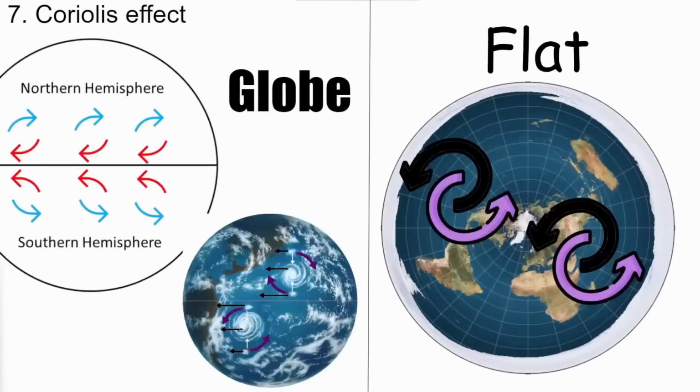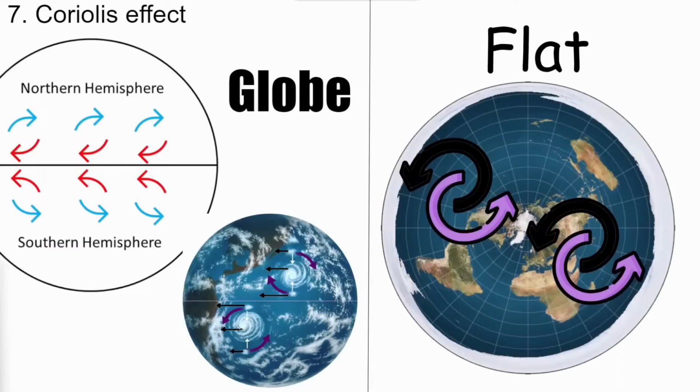The Coriolis effect. The globe has a Coriolis effect that dictates that hurricanes in the northern hemisphere and hurricanes in the southern hemisphere will rotate in opposite directions, because the equator of the globe is spinning and moving much faster, and the wind is moving faster at the equator than it is at the poles. So it would be different from the north hemisphere versus the south hemisphere.